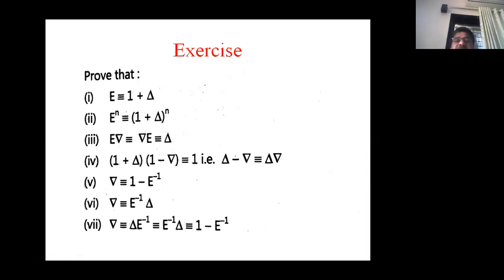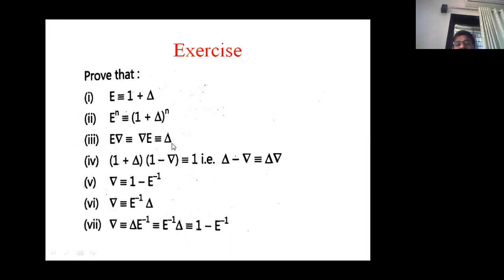So these are some exercises. For example, E = 1 + Δ, E^n = (1 + Δ)^n. We prove this result by using mathematical induction. That is, show this is true for n equal to 1, that is, first write the proof of E = 1 + Δ. That is, the result is true for n equal to 1, and then assume the result is true for n equal to k or m, and prove the result is true for k + 1 or m + 1. Okay, so the proof is by mathematical induction.